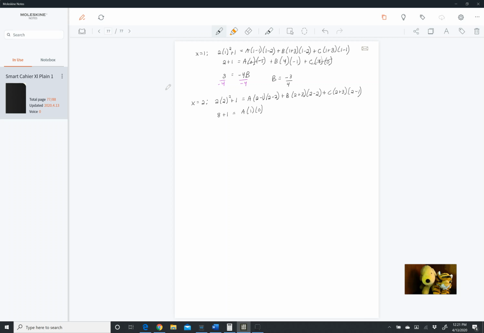So again, you don't have to do this step because you already know that you're canceling out the A. But you should double check. You should always double check that you're going to wind up with the 0. And then plus B. And 2 plus 3 is 5. 2 minus 2 is 0. And then finally C. 2 plus 3 is 5. 2 minus 1 is 1. This term goes away. This term goes away. And we're left with 9 is equal to 5C. So then we divide both sides by 5.